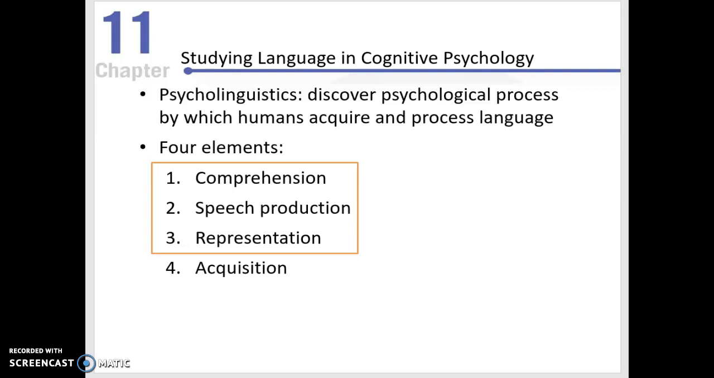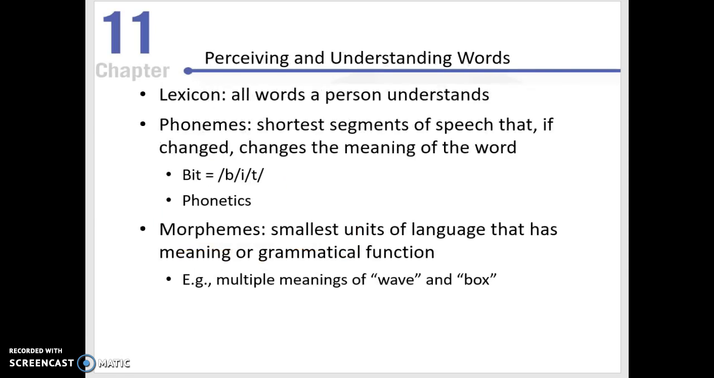In this section, we are going to take a look at perceiving and understanding words. So this will touch on all three of those first elements: comprehension, speech production, and representation. So first, a definition. The lexicon is all of the words a person understands.